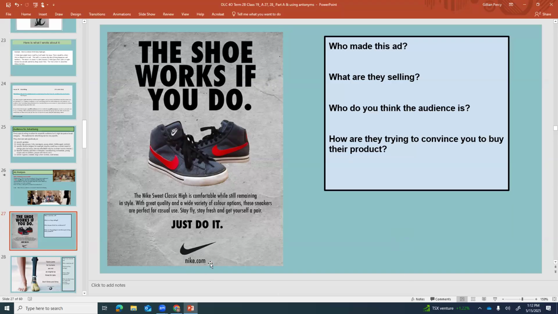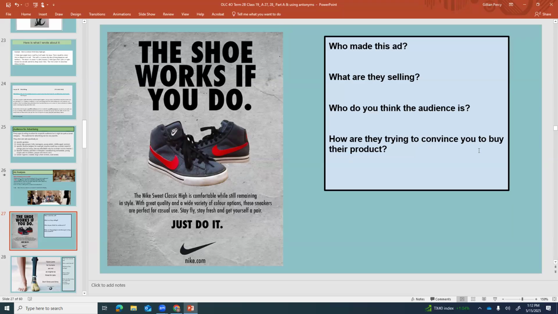Nike. Okay. What are they selling? They're selling these shoes. Who is the audience? Now, running shoes may make you think of young people because of how they're selling it. It's a classic. Still remains in style. To me, they are aiming at a slightly older audience that still wants to stay fit and maybe still wants to think of themselves as young.